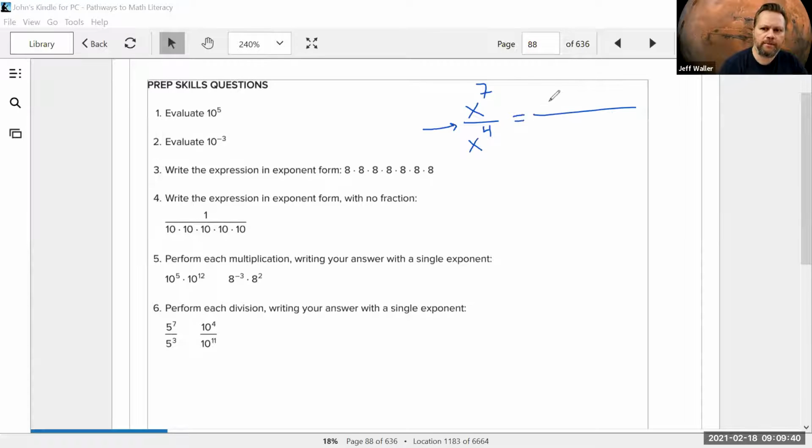I'm going to do something I never want you to do, but I want you to see why this works the way it does. What is on top? There are 7 x's multiplying, right? Why did I pick 7? Is that 7? 2, 3, 4, 5, 6. Okay. And on the bottom, there's 4 x's.